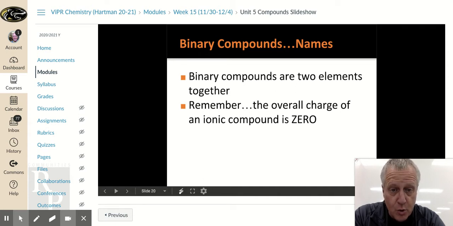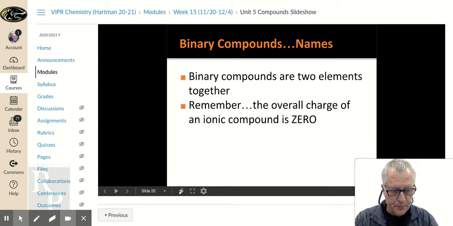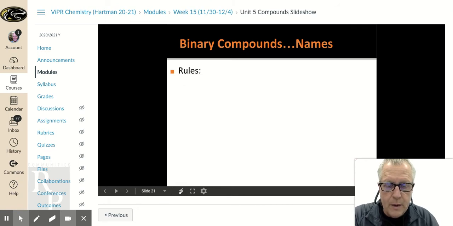Let's take a look at the naming of binary compounds. Binary means two. Bi means two. So binary compounds have two elements that join together. If they're ionic compounds, that means they're charged, with the cation positive and the anion negative, so they would be neutral overall and their charges would add up to zero. They would be attracted to each other and form a compound.